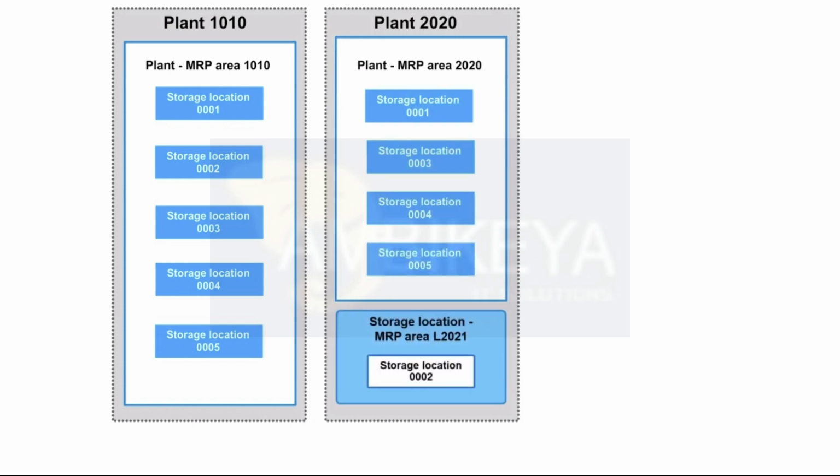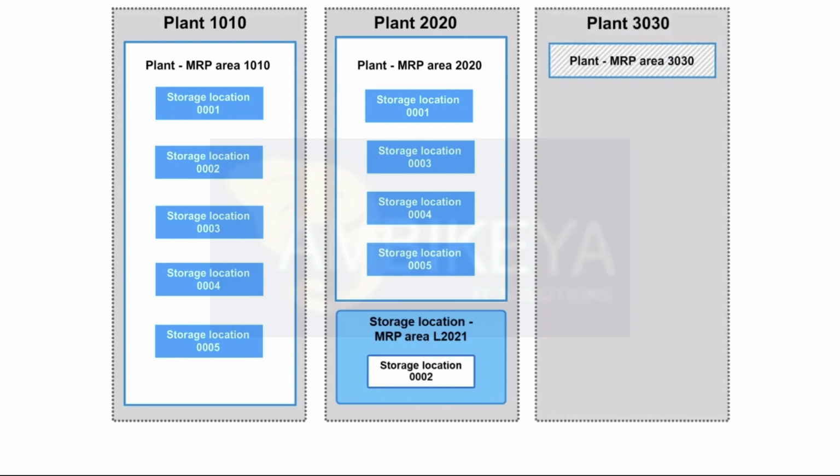Example of plant 2020. The storage location 0002 is planned separately from the rest of the plant. To fulfill this requirement, you must create an MRP area for storage location and assign it to the storage location 0002. The plant MRP area is then reduced by exactly this storage location. Since the remaining storage locations are planned together, they can remain assigned to the plant MRP area. No further settings are required for this.